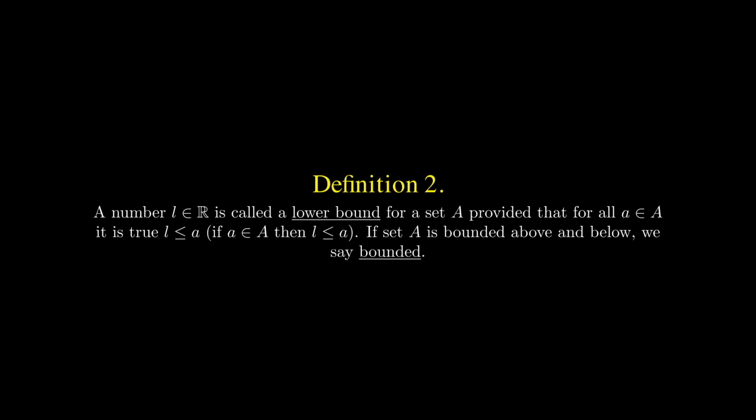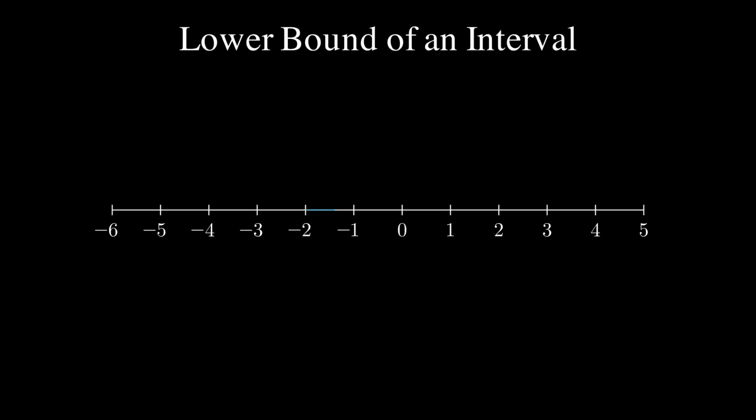Moving on to our second definition, a lower bound of a set is the exact same as an upper bound, but instead of being greater than or equal to all elements, a lower bound will be less than or equal to all the elements in the set. Just like we did with upper bounds, we can visually represent lower bounds as well. Consider the closed interval from -2 to 4. We see that -2 and the values less than -2 will always be less than or equal to every number in the interval from -2 to 4, thus making these lower bounds for the interval.